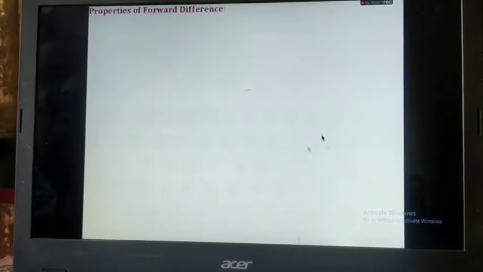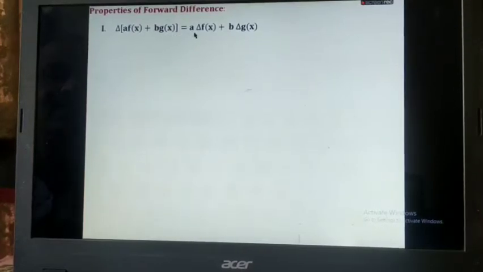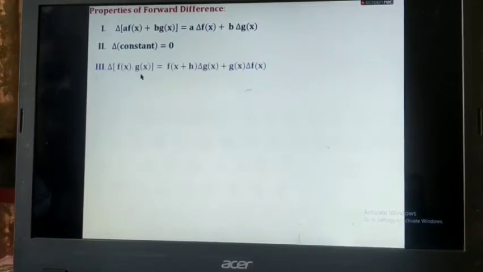Next, we go to some relations between the properties of forward differences. Before that, the properties of forward differences. Linear property: delta of a into f of x plus b into g of x is equal to a into delta f of x plus b into delta g of x. Similarly, the delta of a constant is always 0. Next, the delta of f of x into g of x is f of x plus h into delta g of x plus g of x into delta f of x.